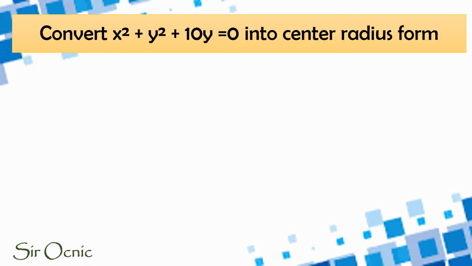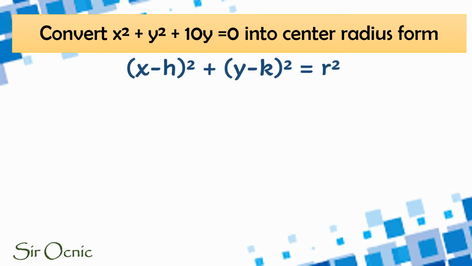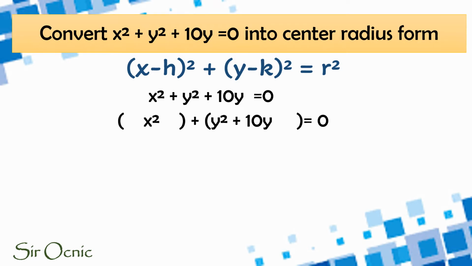Let us convert x² + y² + 10y = 0 into center radius form. By grouping, this is the same as (x²) + (y² + 10y) = 0. Let us make the second group of terms a perfect square trinomial by identifying the constant term. And that will be 10 over 2, which is 5, squared, that is positive 25.